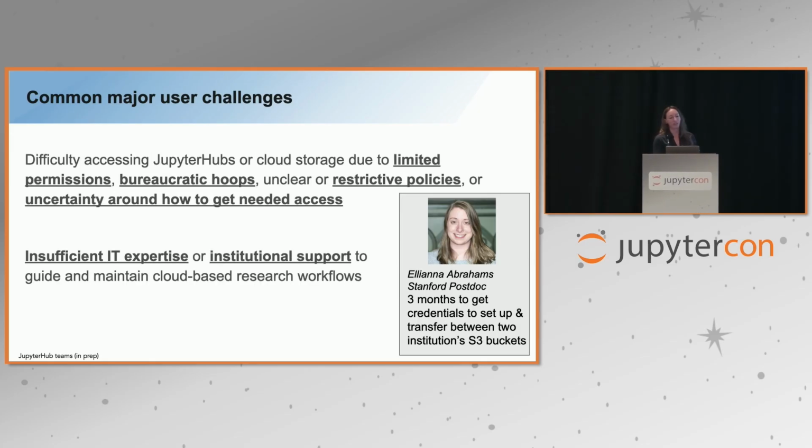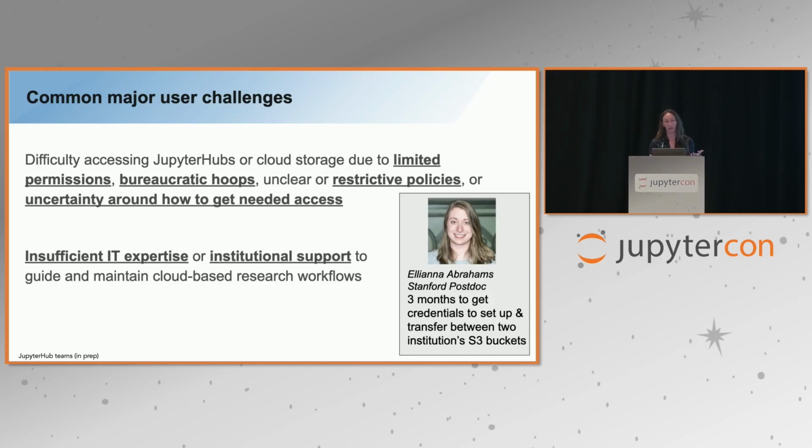Users also have difficulty accessing JupyterHub and cloud storage due to limited permissions, bureaucratic hoops, restrictive policies, and uncertainty around how to get needed access. Ellie over in the corner there is part of our CryoCloud team. She switched to Stanford and needed to get data access credentials moved between where she was before at Berkeley and at Stanford, and that took 3 months. And not just 1 hour and a few emails, but tens and tens of hours across 3 months to get that set up. So our users are having a lot of problems with authentication.